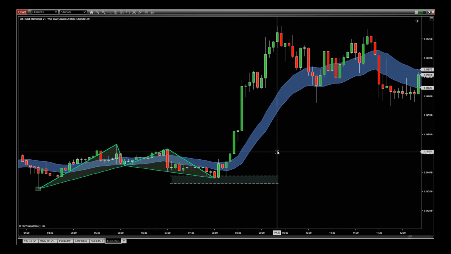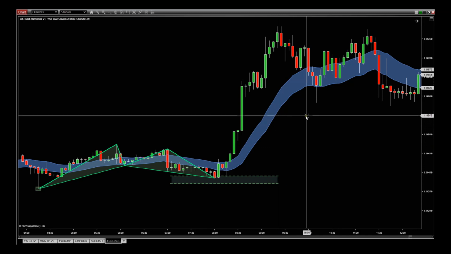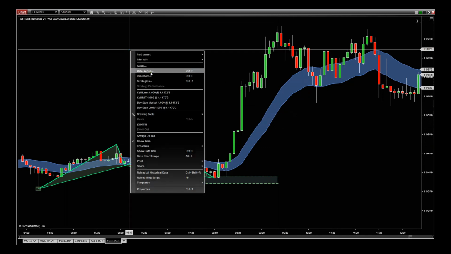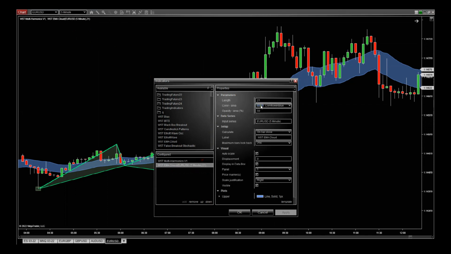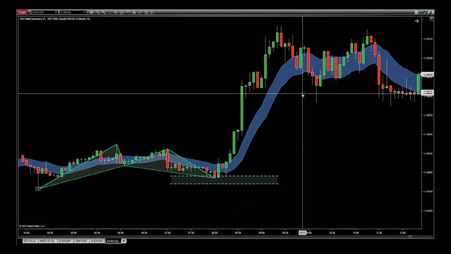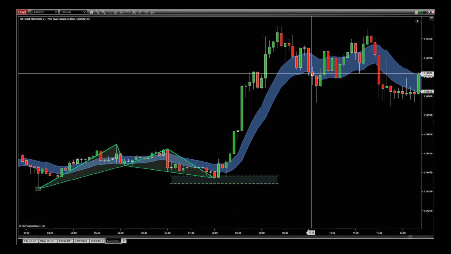You can be very aggressive once it's in, change it to 13 EMA if you like. Let's do that right now. So we change that to 13 EMA, and we can see here this is where we would take our profits on this little pullback here.